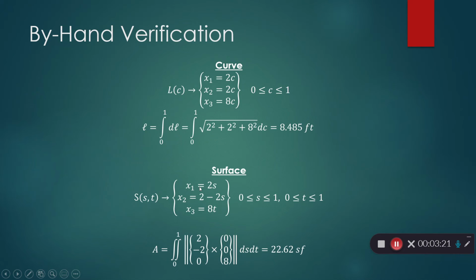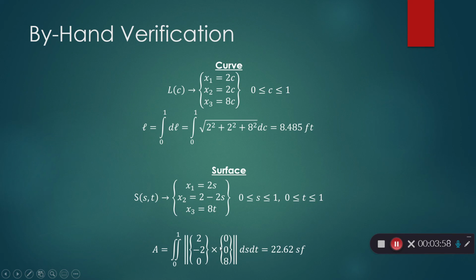Then for the surface, I had equations. The equation for x1 is equal to 2s, the equation for x2 is equal to 2 minus 2s, and then the equation for x3 is equal to 8t. Using the equations from class, I got the vectors 2, -2, and 0, and that is the derivative of all the x's with respect to s. And then this one right here is the derivative of all the x's with respect to t.